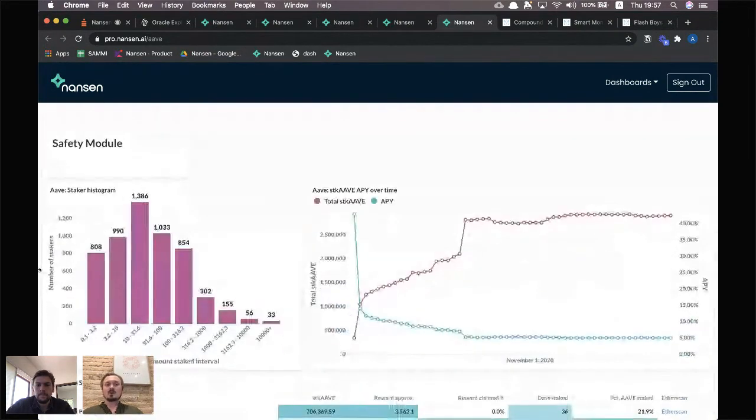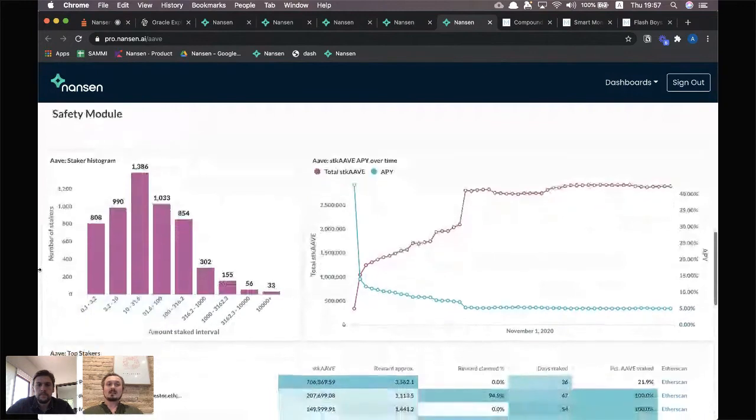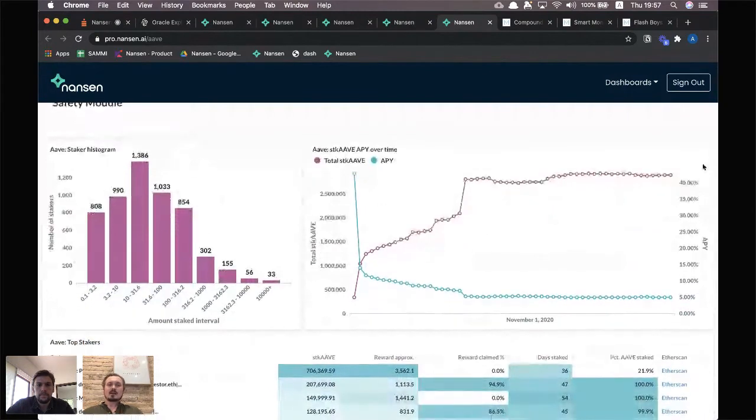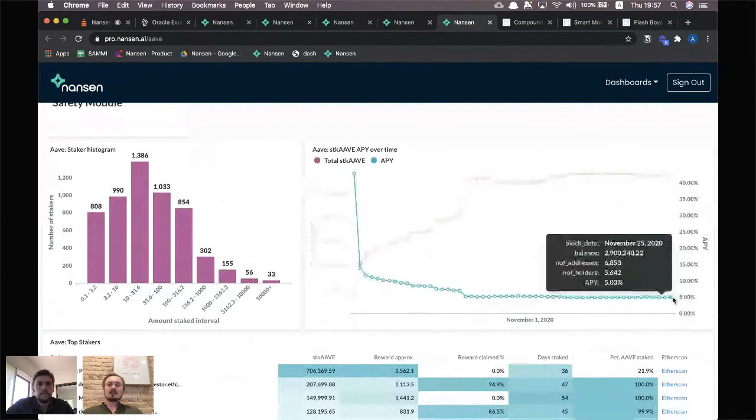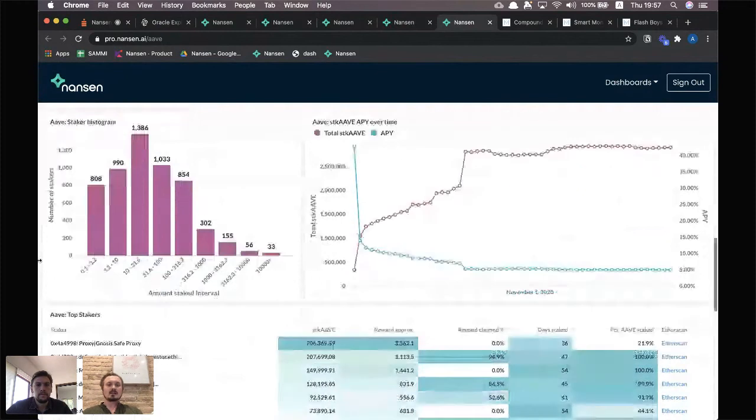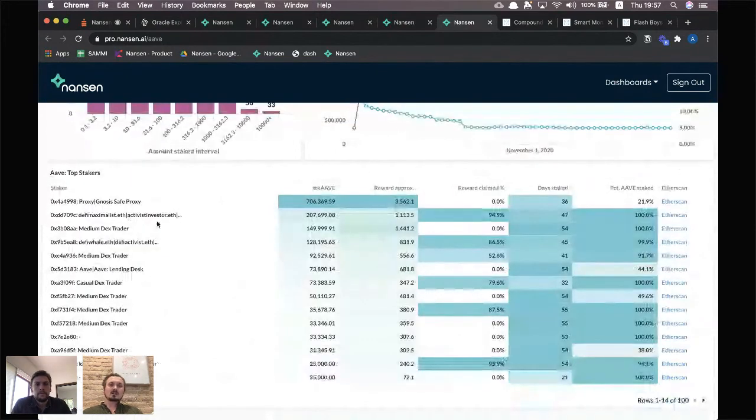There's the safety module, which talks mostly about the staking. So you can see, for example, how many Aave tokens are being staked, and also you can see the APY that you get in return for staking your Aave tokens. And you see the top stakers as well, which is kind of cool. So you see this address, DeFiMaximalist.eth, is one of the addresses you might want to follow, because they do a lot of great investments, actually.